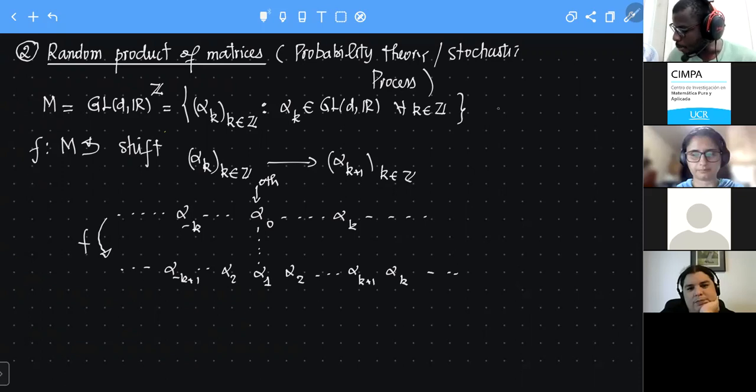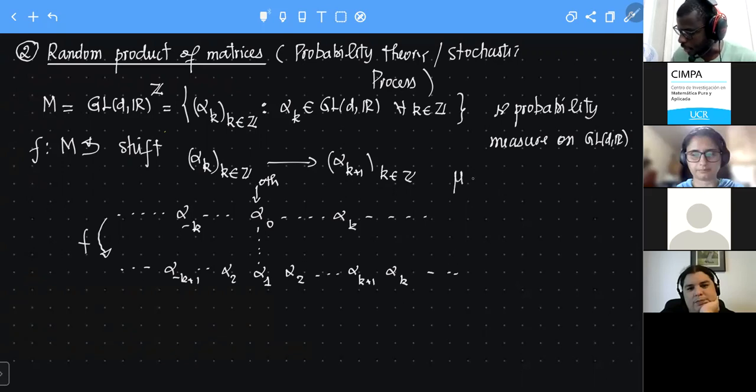And if I take a probability measure, mu, on GL(d, R), this is a probability measure on GL(d, R), I can consider the product measure on M. So this is the product measure on M. This is the Bernoulli measure. So it is known that F preserves mu. This is the result from ergodic theory, that F star of mu is equal to mu.